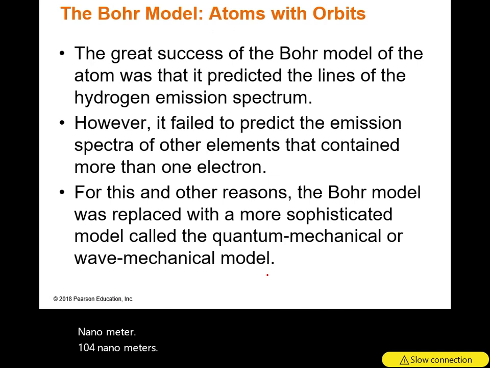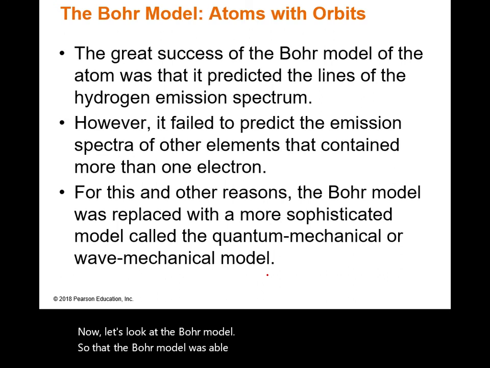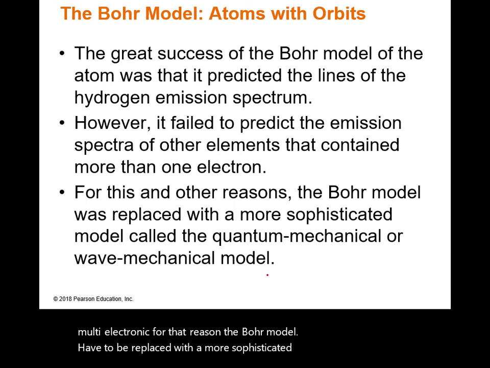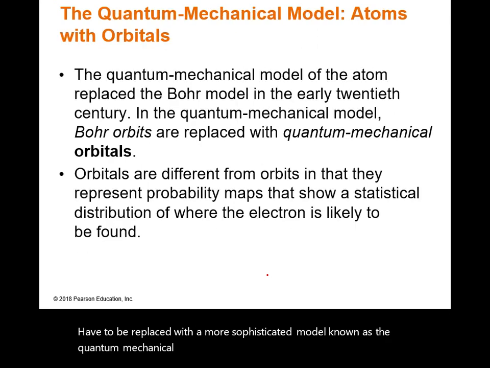Now let's look at the Bohr model. The Bohr model was able to predict the lines of the hydrogen emission spectra. However, it could not predict the emission spectra of other elements that were multi-electronic. For that reason, the Bohr model had to be replaced with a more sophisticated model known as the quantum mechanical model. And that's what we're going to be looking at next.